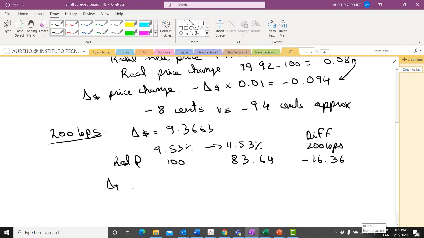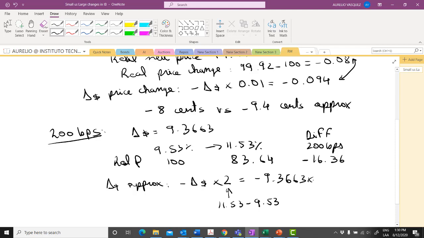Now, the delta dollar approximation tells me that it's going to be minus delta dollar times 2, since the rate changed by 11.53 minus 9.53. That's the change in rates. And this is going to be equal to minus 9.3663 times 2, which equals minus 18.73. So you can see that when you compare these two numbers, the approximation when there are big changes in interest rates of 200 basis points is not that good. Not a good approximation.